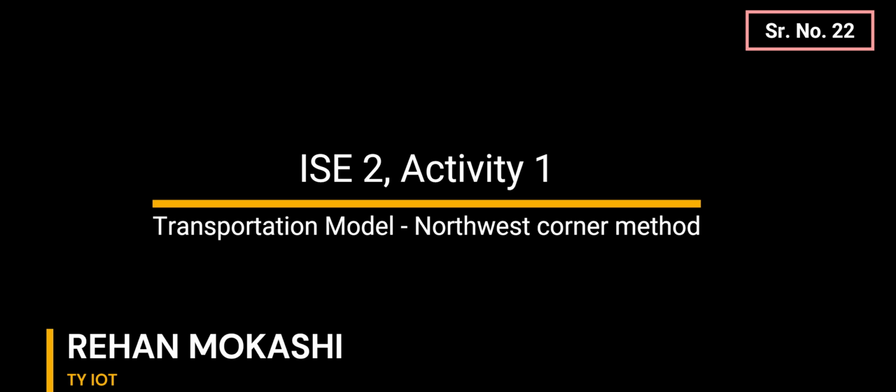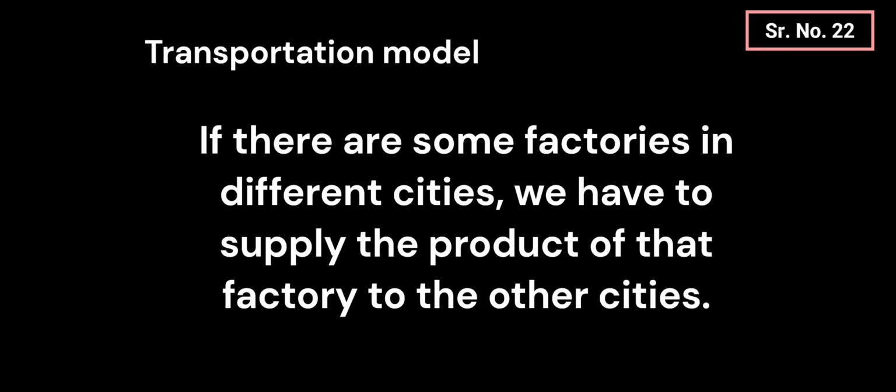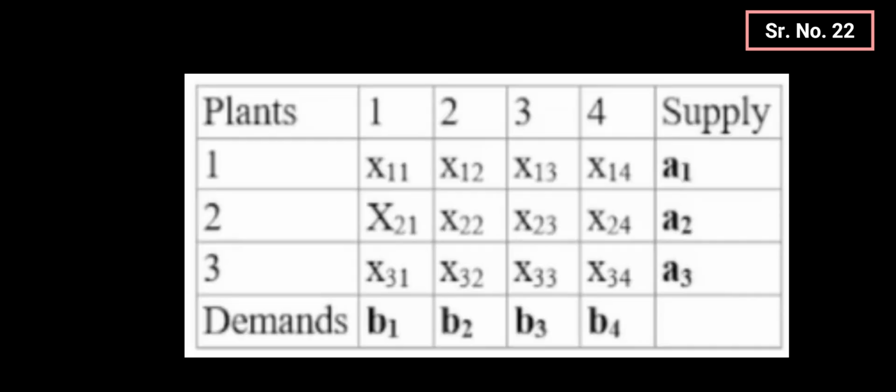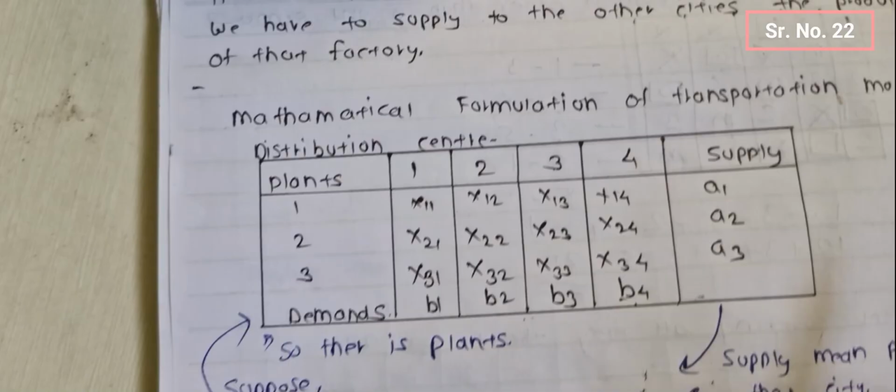Today we are going to discuss the transportation model, and in that we first see the northwest corner method. So first we will see what is the transportation model. If there are some factories in different cities and they want to supply the product to other cities, here is a mathematical table. Here you can see there is a distribution center and a demand center.